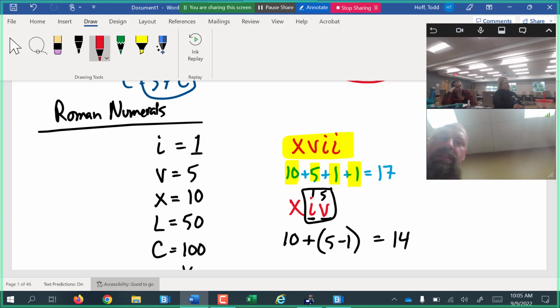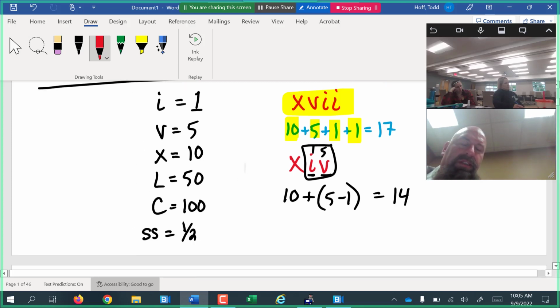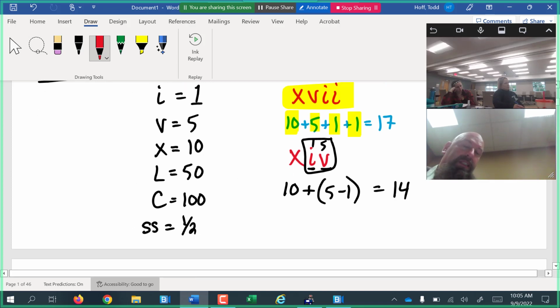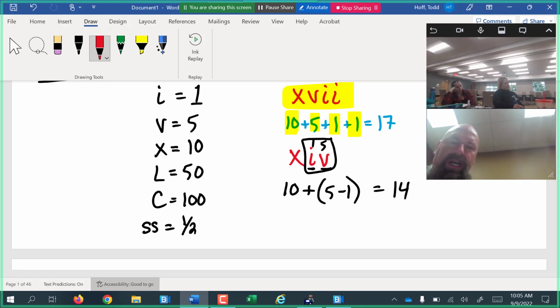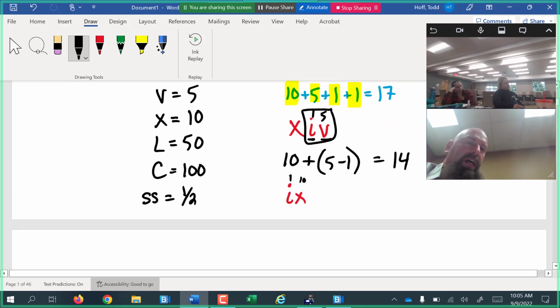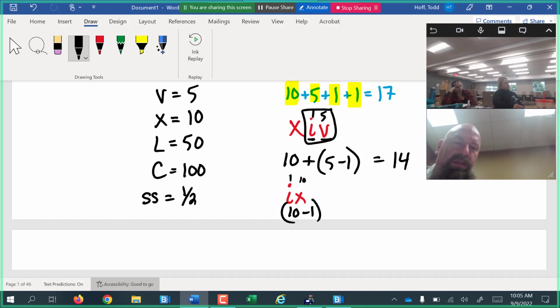That's the only time in Roman numerals where two symbols combine to make a single number: when there is a symbol for a smaller value in front of a larger value. If I have IX, because I stands for 1 and X stands for 10, the smaller valued symbol is in front of the larger one. That means 10 minus 1, or 9.